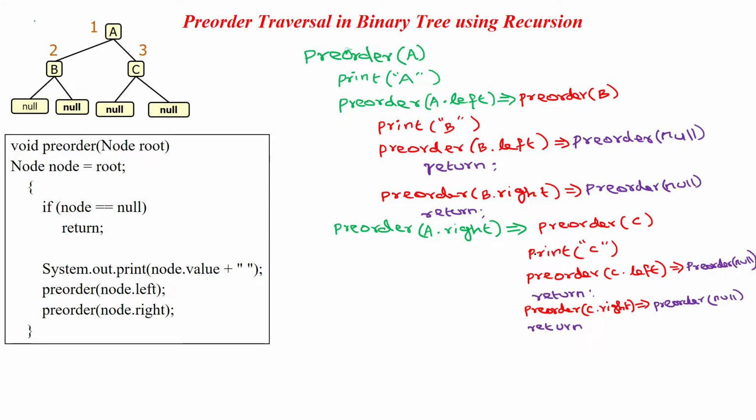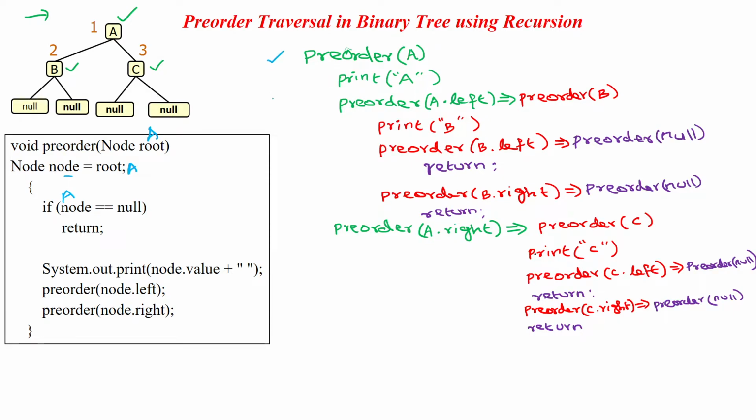Here the tree is given, the tree has 3 nodes: node A, node B, node C. Here we are passing node A as the root. So A is assigned to the node. Now we are checking whether node A is equal to null or not. Node equal to null is false, so it will not execute. Then, as per this, we are calling preorder of A. You look at this, I have given it here clearly.